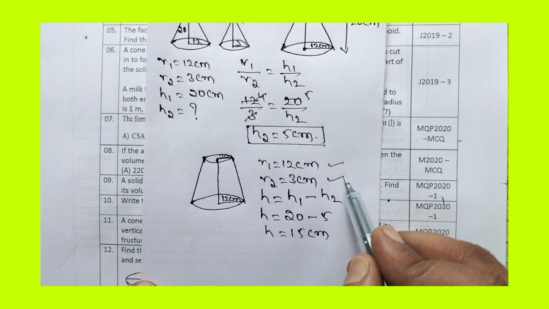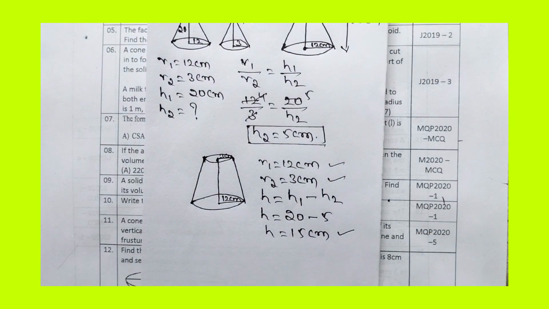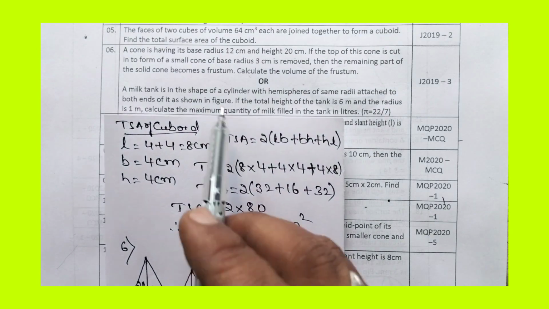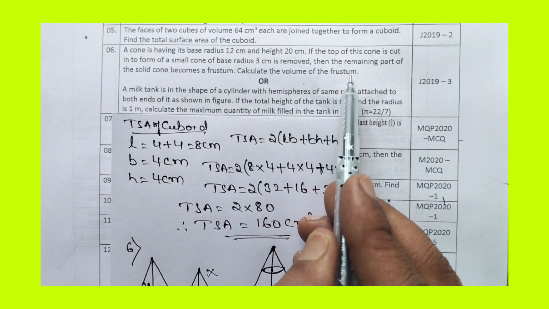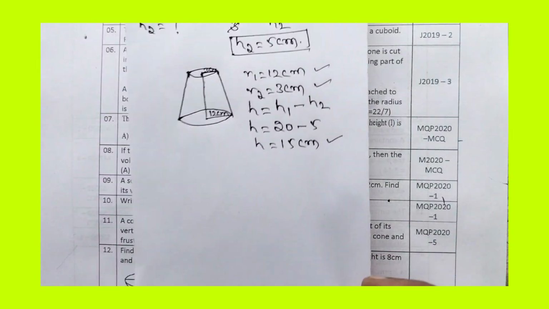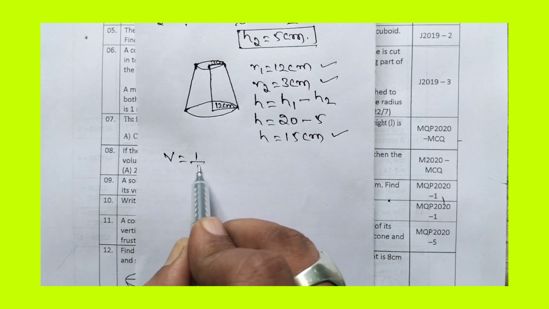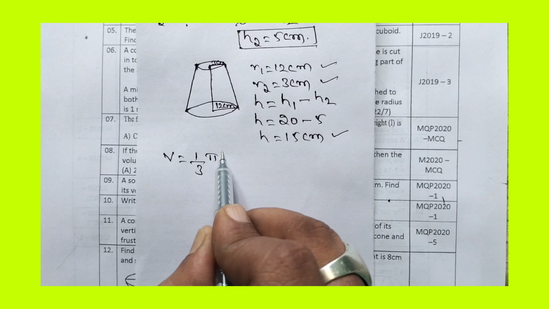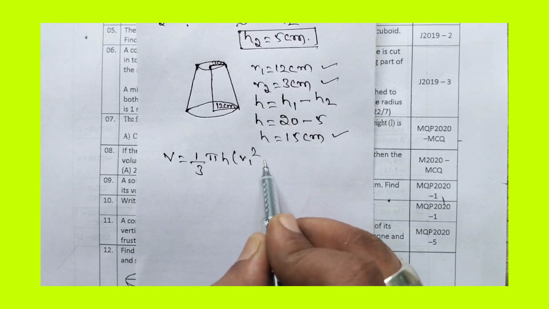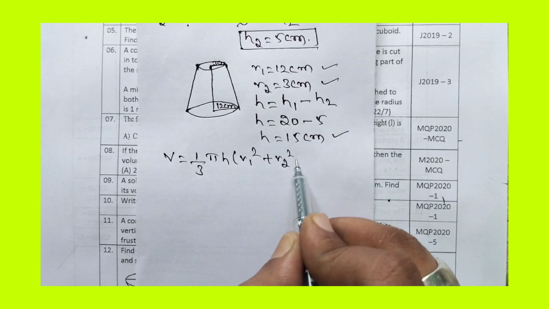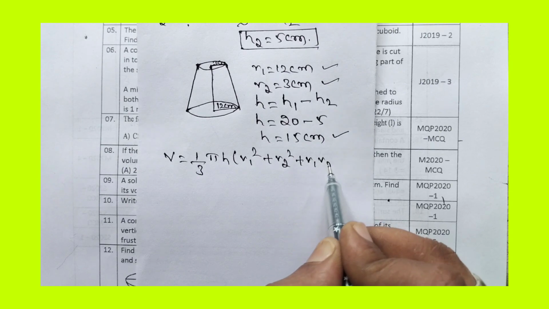R1 is known, R2 is known, height is known. Now we have to find out the volume of the frustum of a cone. The question asks us to calculate the volume of the frustum. So now let us use the formula. Volume of the frustum of a cone is equal to 1 by 3 pi h into (r1 square plus r2 square plus r1 r2).